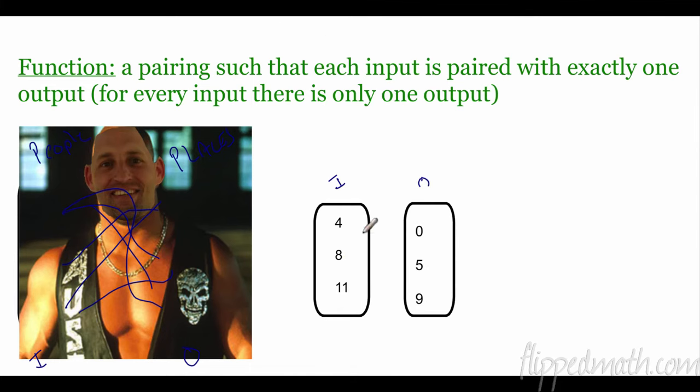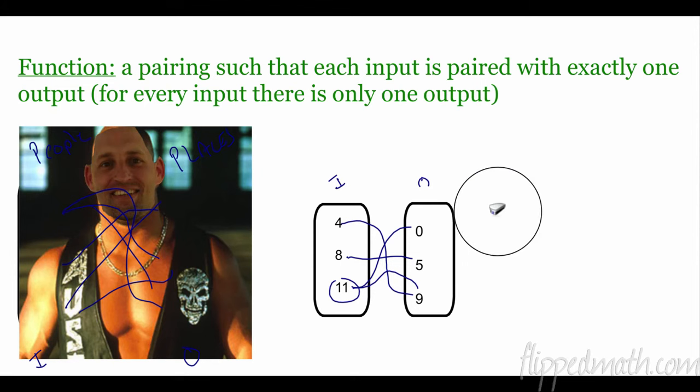Let's try this one. Could we have this function? 4 goes to 9, 8 goes to 5, 11 goes to 0, 11 goes to 9. No, this would be no function, right? Because 11 cannot go to two different places. One input cannot go to two outputs, and that would be the reason.